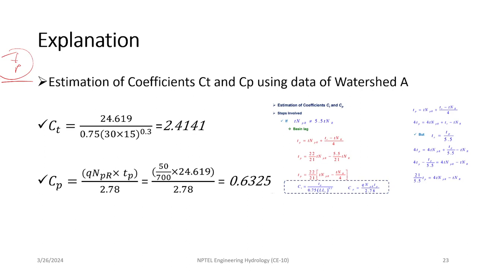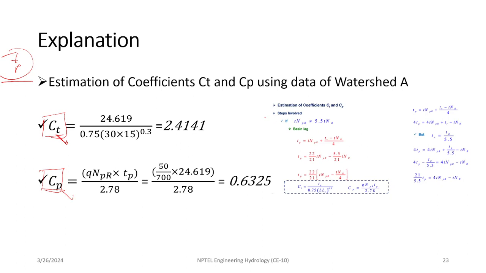What I just mentioned before approaching the question: what we need to compute is two major coefficients. So what are the two major coefficients? That is CT, which represents a kind of time factor, and there is one more parameter, CP, the coefficient related to discharge, right? These two parameters will be transferred to the watershed B.